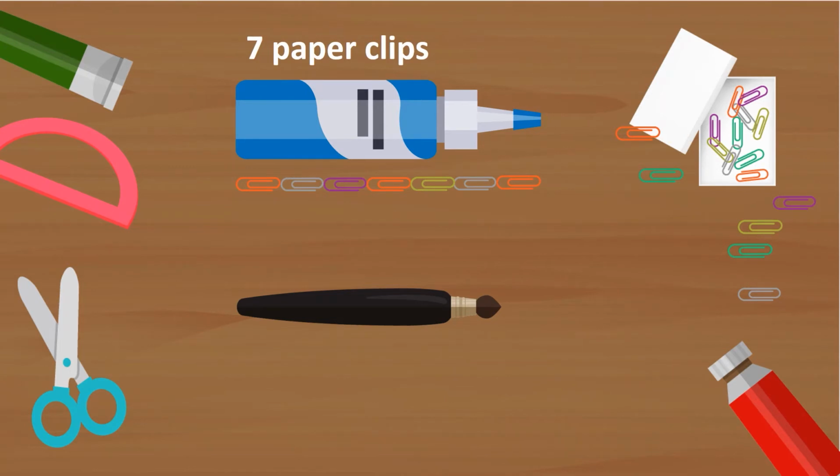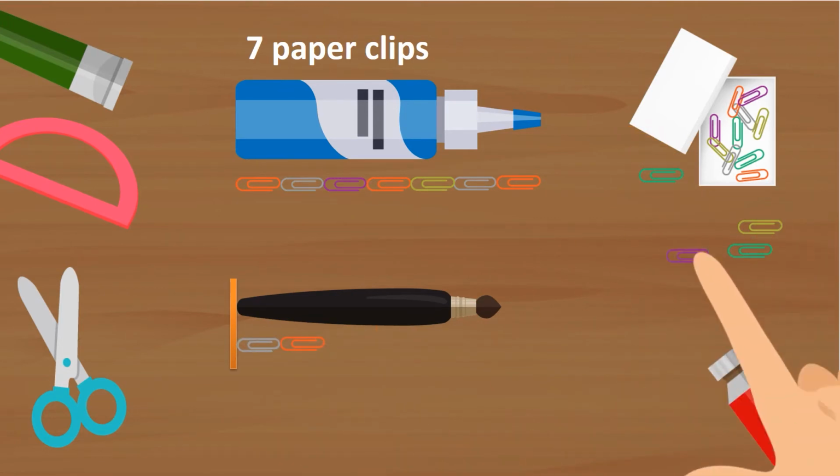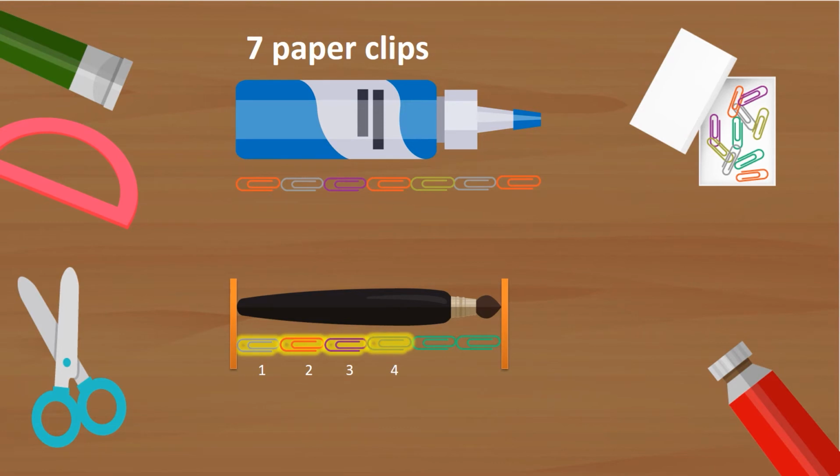Adam went on to say, the teacher went through the same process with the paintbrush. She put a paper clip at the end of the paintbrush. She continued to place one paper clip after another until she got to the other end of the paintbrush. Afterwards, she counted them. 1, 2, 3, 4, 5, 6. There are 6 paper clips. She said, "The length of the paintbrush is 6 paper clips."